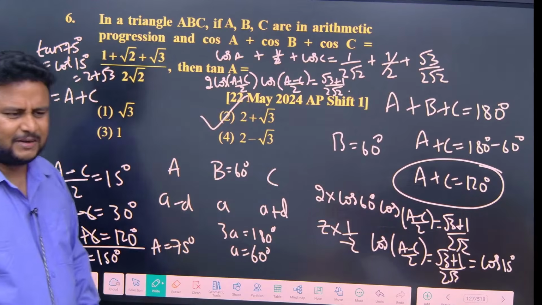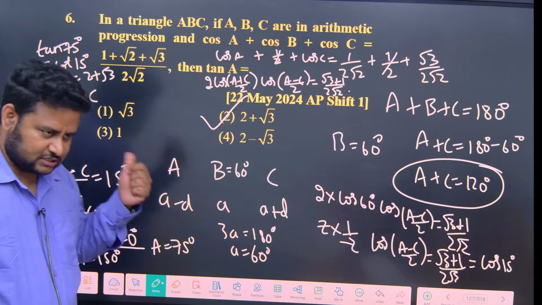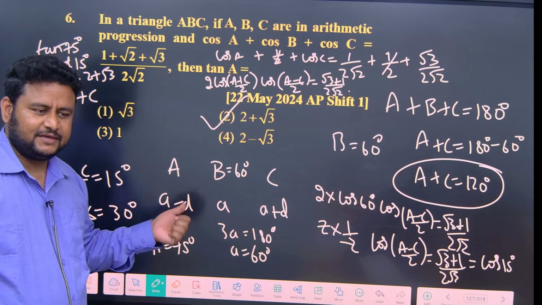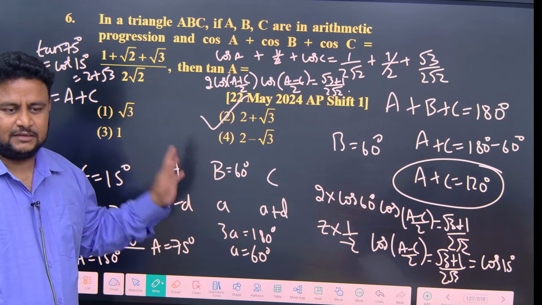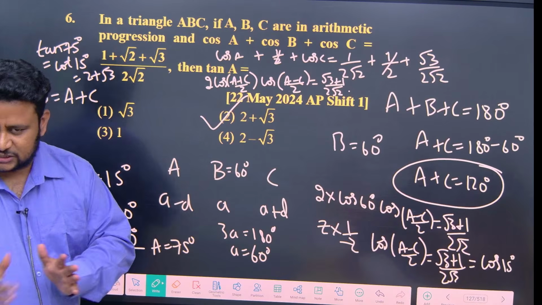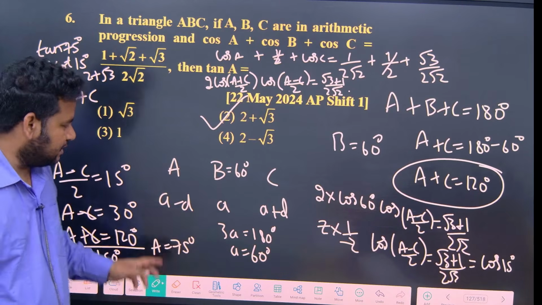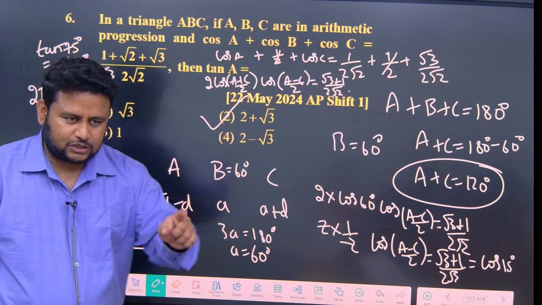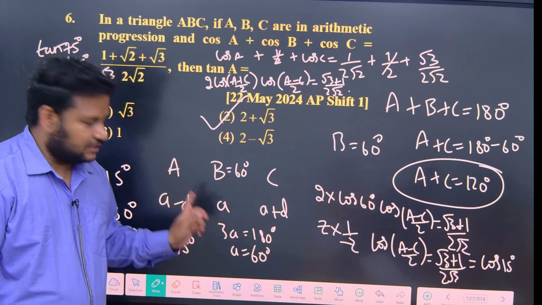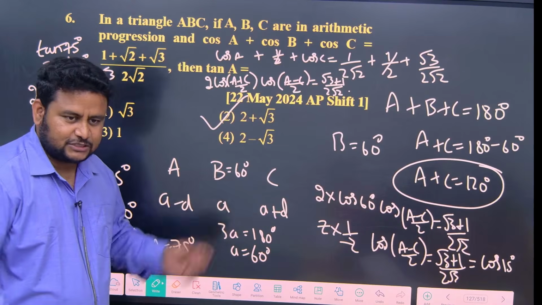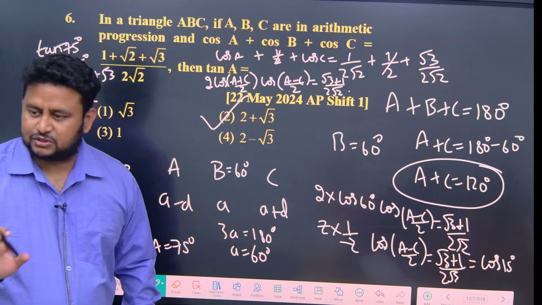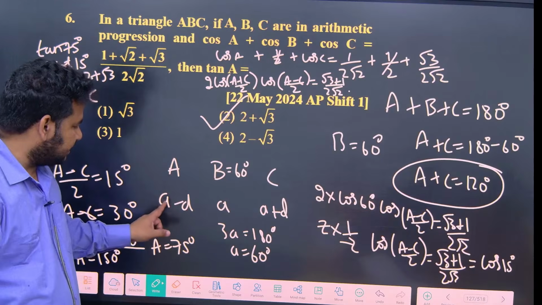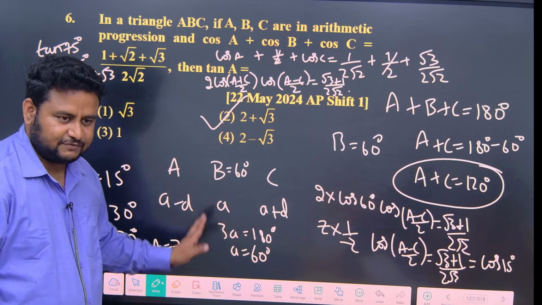Understood? Simple concepts only. Here you should know the concept of AP and also transformation formula. This question is based on your knowledge of AP and also transformation formula. And here when they give ABC in AP, next time what you should do? You should not do this much. If they give the angle, the middle angle B should be equal to what? 60 degree. This one you should remember. I don't want you to do A minus D, A plus D and waste your time.